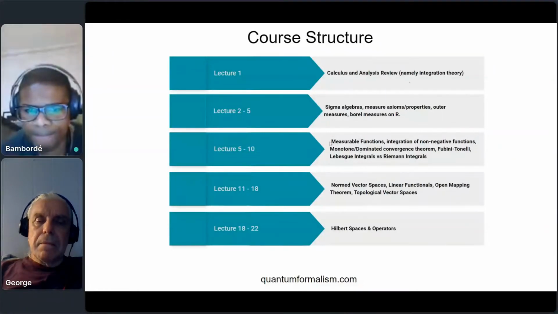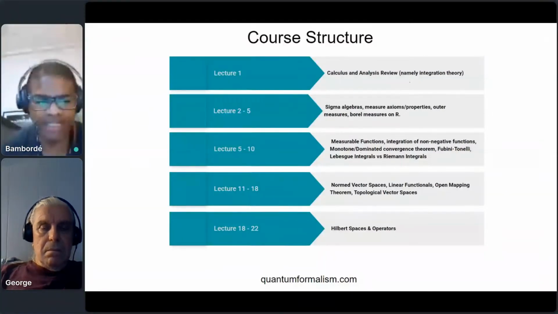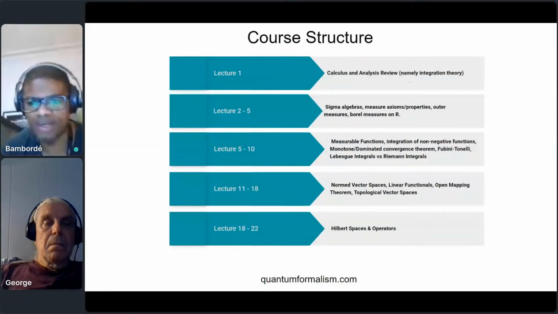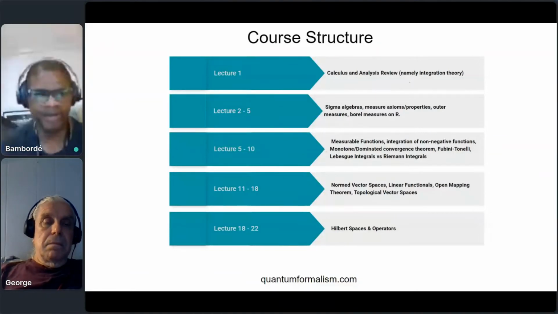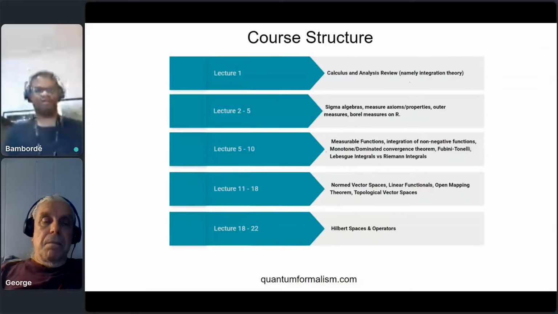So anyway, then we'll go to things like outer measures and Borel measures. This is very important, especially for quantum stuff. You will see this later. We'll comment on this after. Then measurable functions, and all the way to seeing the difference between the Lebesgue integral and the Riemann integral. And then finally we'll go to Hilbert spaces and operators, and all this.